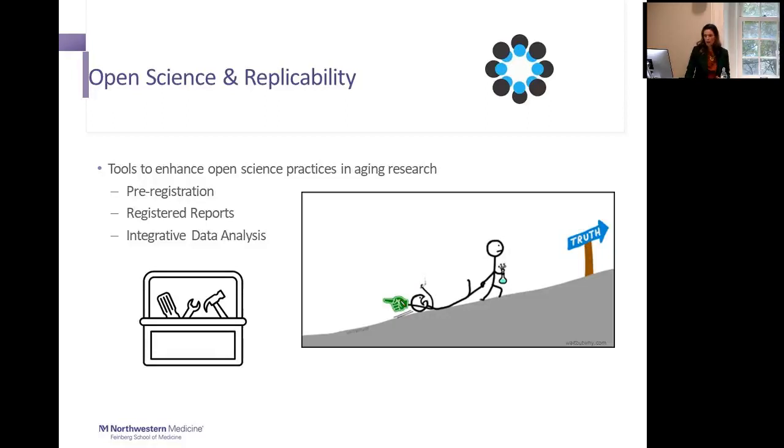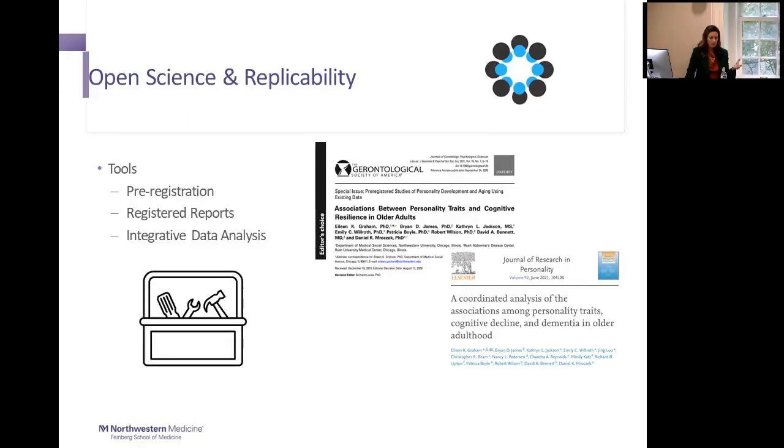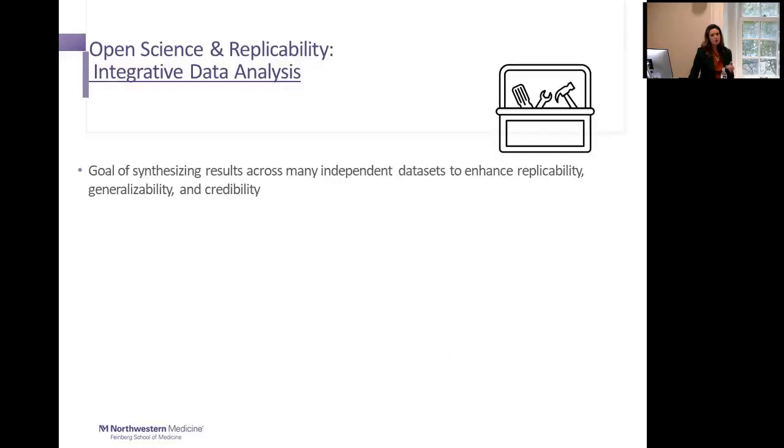So the approach that I primarily use, we use pre-registration and registered reports in the work that I do, but the big thing that I do is called integrative data analysis. And this is an umbrella term used to describe pretty much any methodological attempt to synthesize the answers to a set of research questions across more than one data source. This tool can be particularly useful when there exist many sources of data that can answer a set of research questions. So IDA can be more or less broken down into two main types.